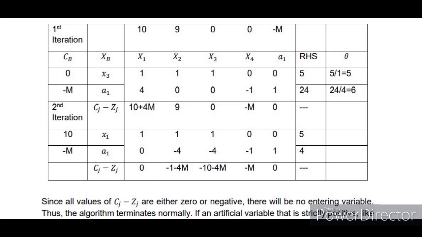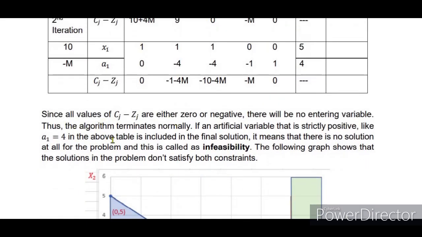Okay, since all values of c sub j minus zj are either 0 or negative in our second iteration, there will be no entering variable. Thus, the algorithm terminates normally. If an artificial variable that is strictly positive, like a sub 1 equal to 4 in the above table, is included in the final solution, it means that there is no solution at all for the problem, and this is called infeasibility.